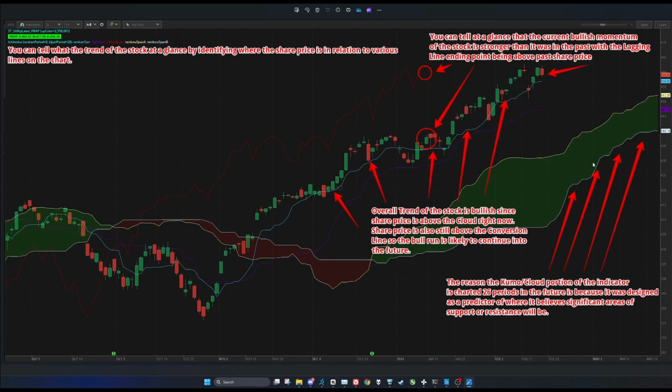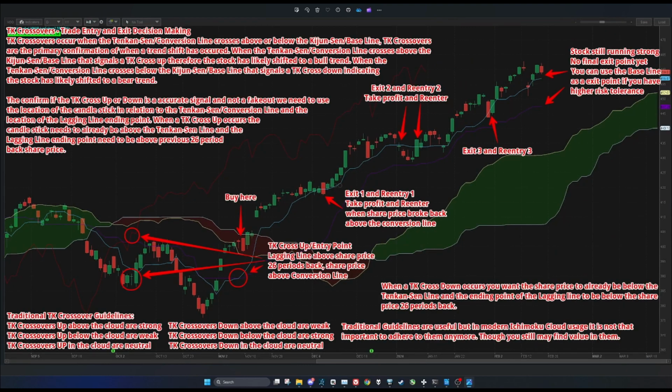And you've got a formation of the green cloud still going up into the future, so that's showing that it believes that significant levels of support are still going to be going further up later into the future. And price action is probably going to be more bullish in the future as well, continuing to be bullish in the future. So TK crossovers is how we make trade entry decisions and trade exit decisions.